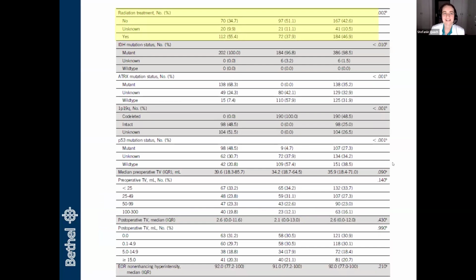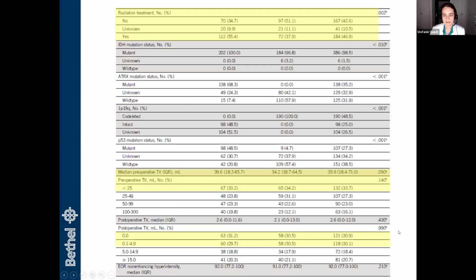So radiation was received by a little less than half of the patients, especially in the astrocytoma group, a little less in the oligodendroglioma group. The median preoperative volume was 35.9 milliliters, and 1/3 of the patients had a low tumor volume of less than 25 milliliters.